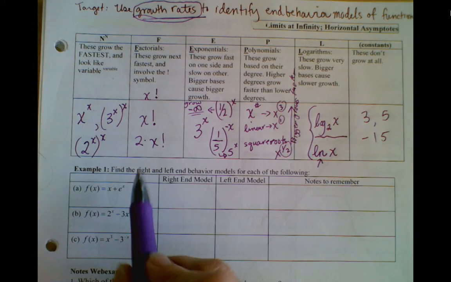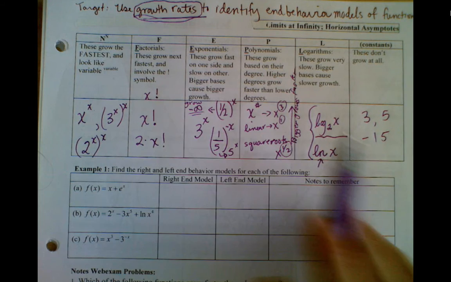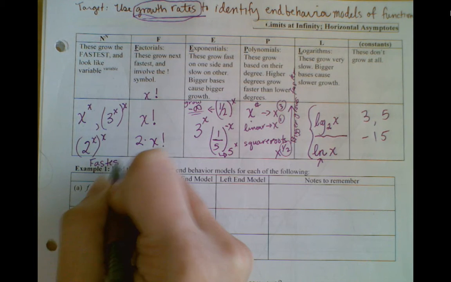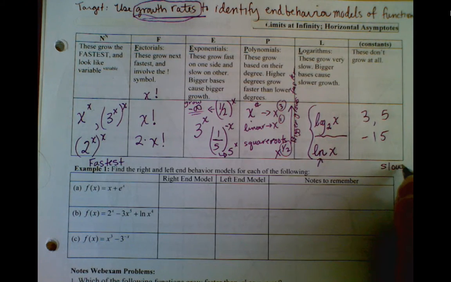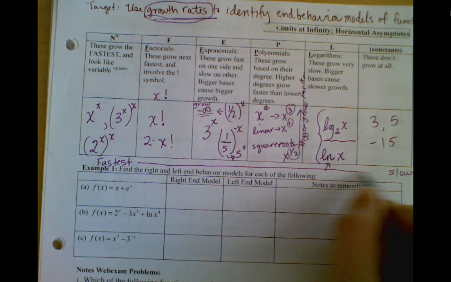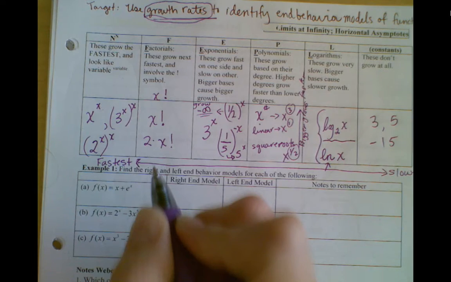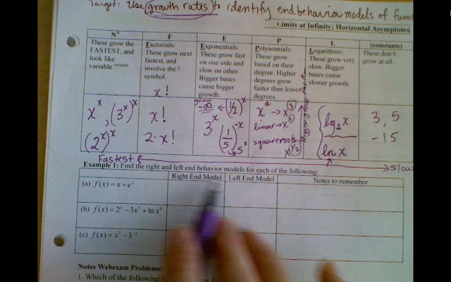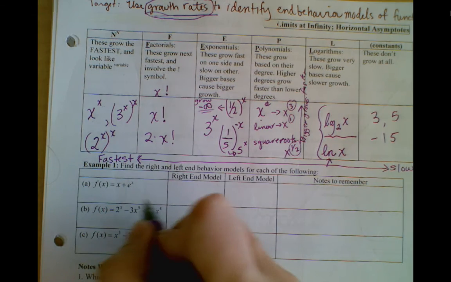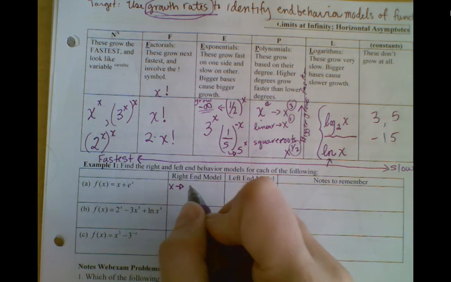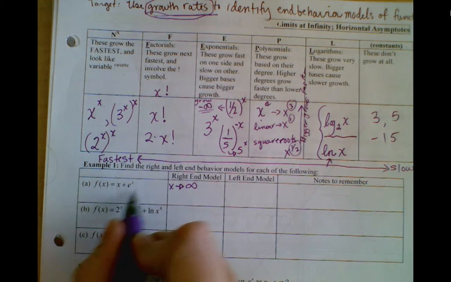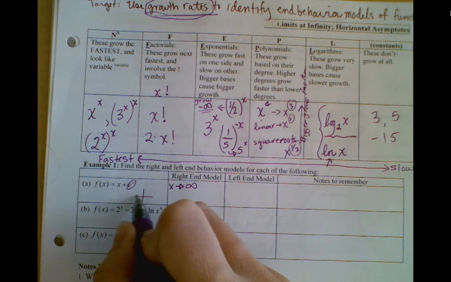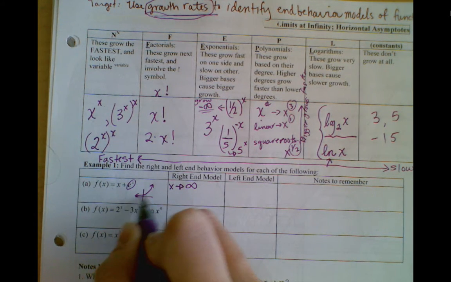So we're going to use this model to help us talk about end behavior. These are the fastest on this side and slowest on this side, so there's a continuum here from fast to slow. Okay, so we're going to find the right and left end behavior models for each of the following. So right end, as x goes to positive infinity, which one of these guys has more weight? Well, this guy right here is going to grow exponentially as you go to the right and decay as you go to the left.